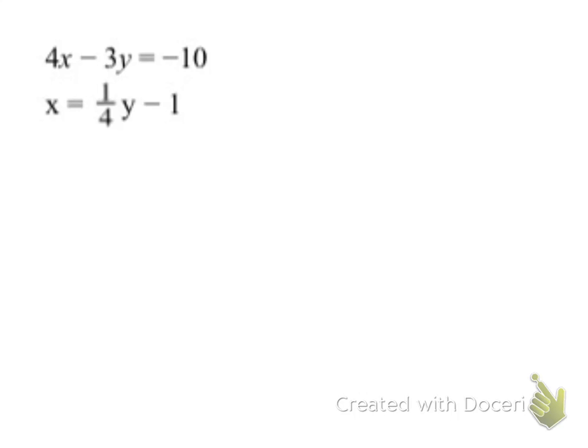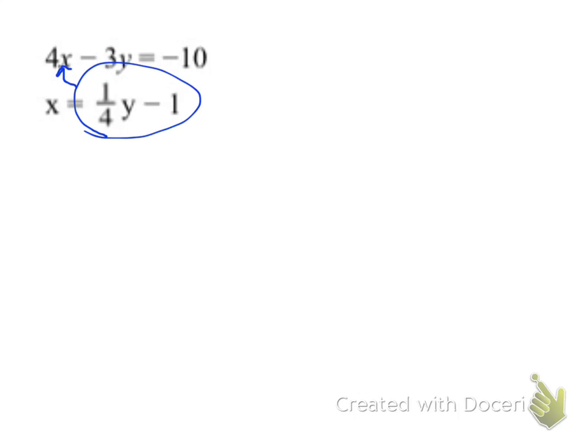If I look at a problem like this, you can see that this equation here is already solved for x. So when it's set up like this, what I'm going to want to do then is use the substitution method. I know what x equals. It equals 1/4 y minus 1. So I'm going to take that and plug it in right here for x.